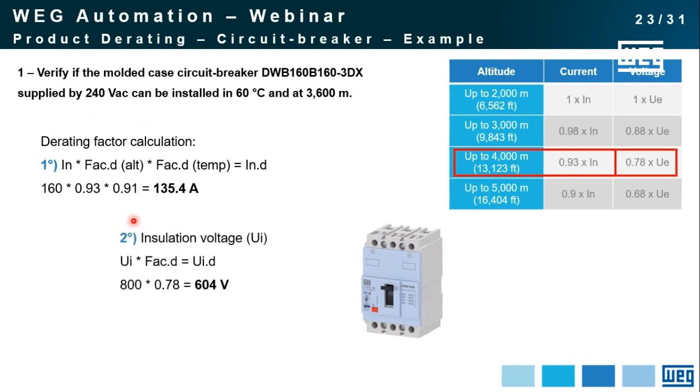Let's give an example about voltage. The original insulation voltage is 800 volts. However, when you apply the derating factor for voltage of 0.78, according to the table, it goes down to 604 volts, meaning that if for some reason you have a higher voltage than that in this product, an arc could happen between phases, for example.